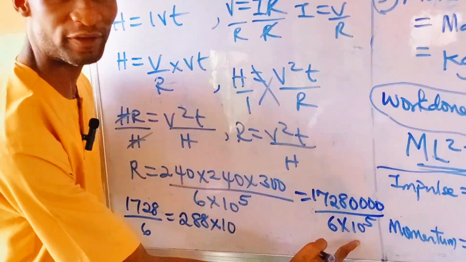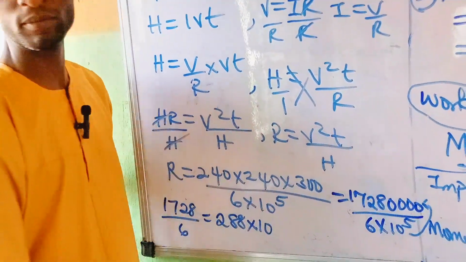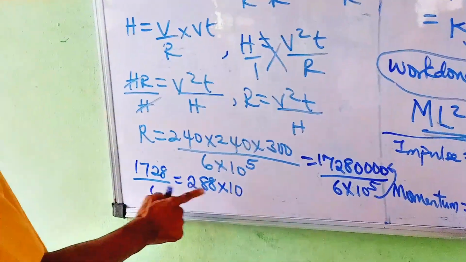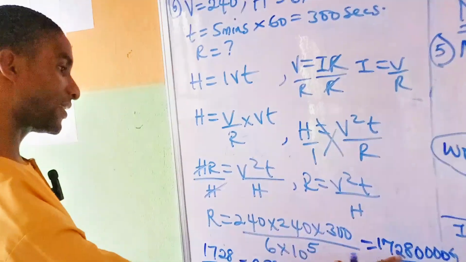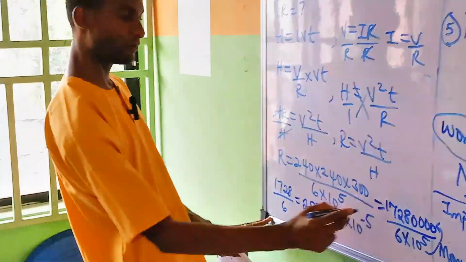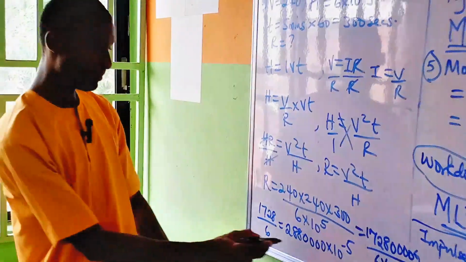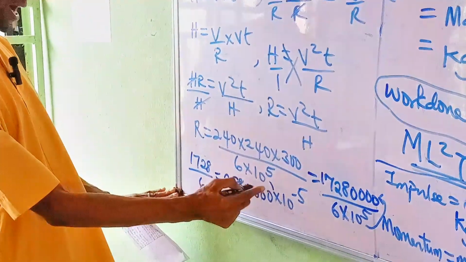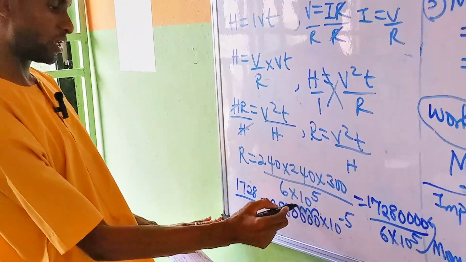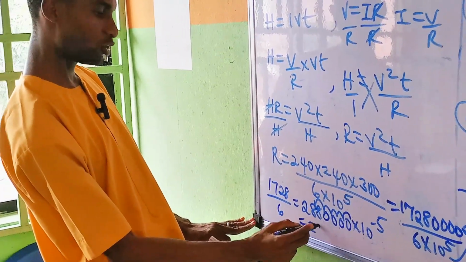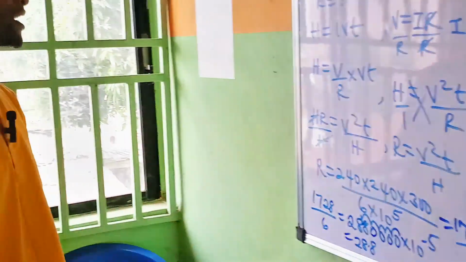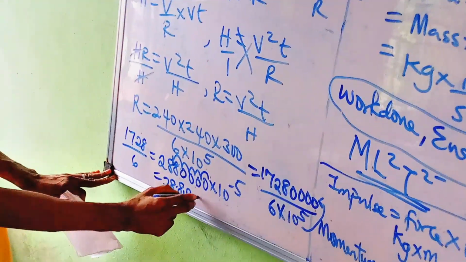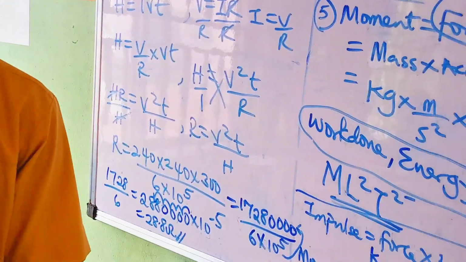Now, can you see this 10 raised to power 5? When it comes up, it will become 10 raised to power minus 5. So if I multiply 288, then 1, 2, 3, 4 by 10 raised to the power minus 5, what I need to do is just move my decimal here 5 times. That's the meaning of times 10 raised to the power minus 5. So I'm going to have 1, 2, 3, 4, 5. So my final answer will be 28.8. So the answer to the question is going to be 28.8 volts. That is the answer to the question.